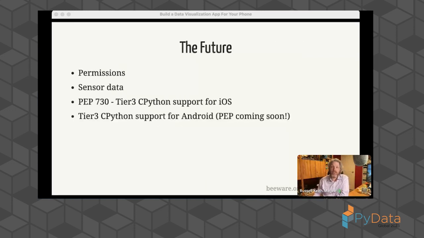Speaking of future work, what's coming in the future? Well, permissions are a big item on our to-do list. These are most significant on mobile, where you need to ask for specific permissions to access the camera or access geolocation services. These permissions are becoming increasingly common on desktop as well.